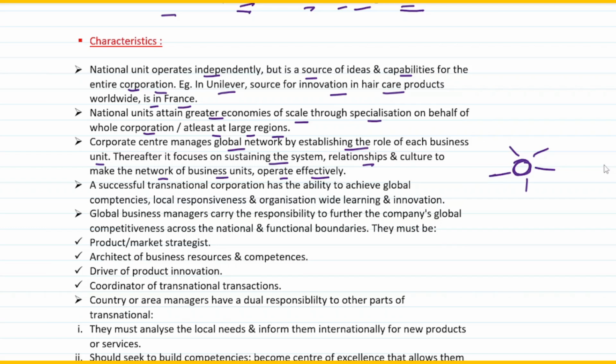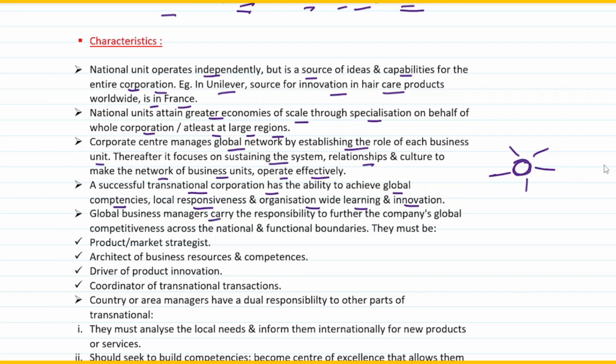A successful transnational corporation has the ability to achieve global competencies, local responsiveness and organization-wide learning and innovation. So the basic idea of a successful transnational corporation is to achieve what? Global competencies, so you would be able to compete well with your competitors. You will have good local responsiveness, and the organization will have good learning, and they would be inclined towards innovation. So that's another characteristic.